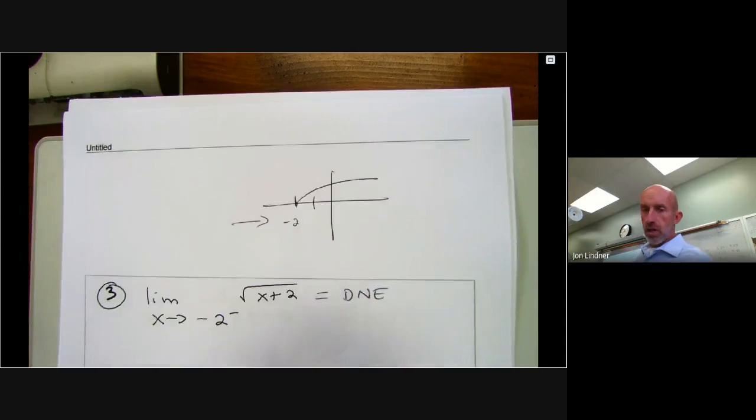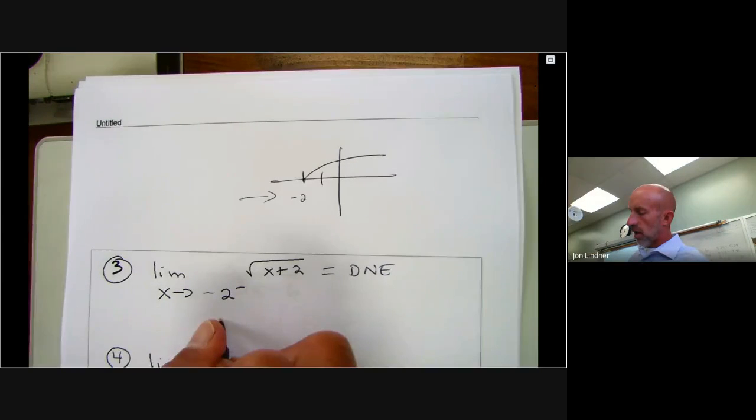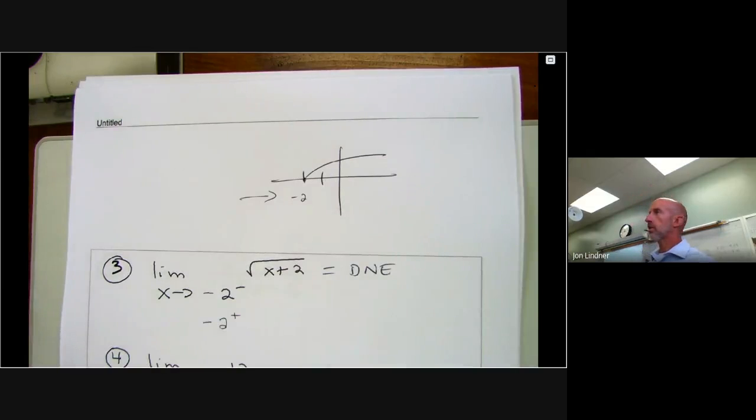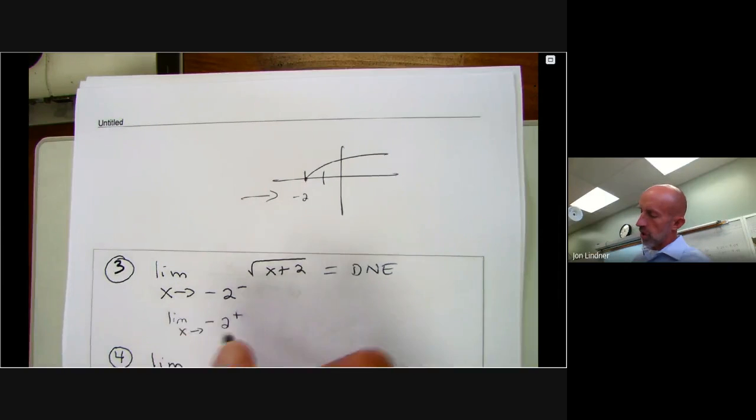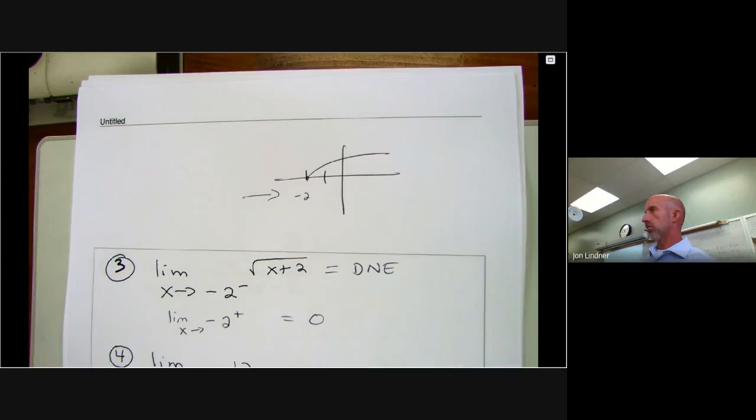What if I change this to the limit as x approaches -2 from the right? Can we do that? Yes, we can. If I did the limit as x approaches -2 from the right, it would be 0. That's okay.